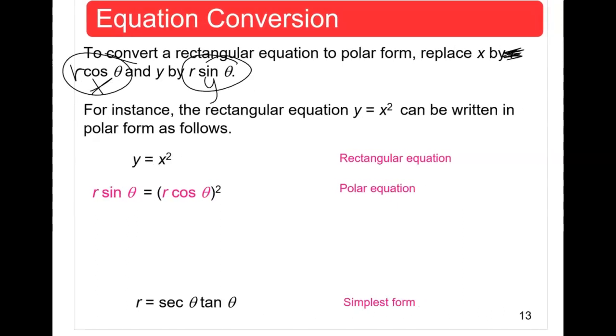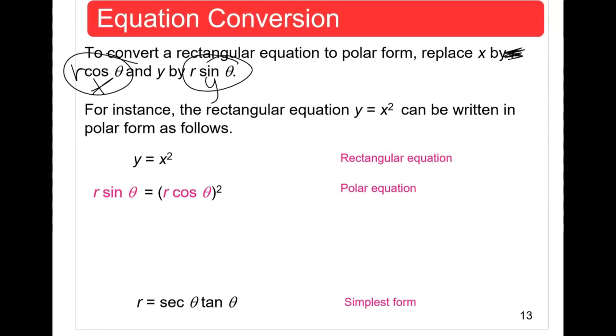So if we're going from rectangular to polar equations, we will replace every x with r cosine theta, as you can see here. This little x was replaced with r cosine theta. And then we will replace every y with r sine theta. Remember those, we discussed those relationships on the previous slides.